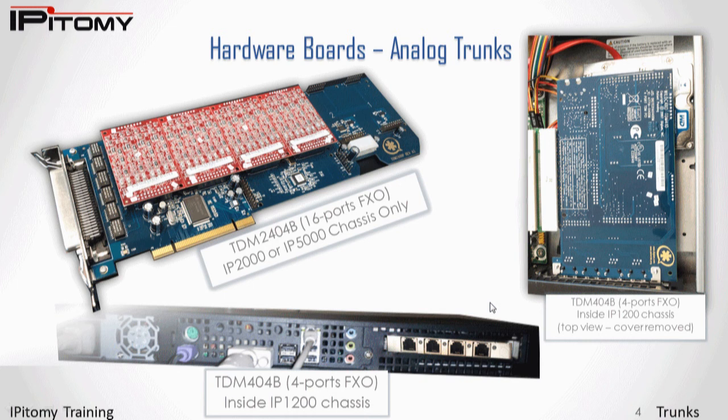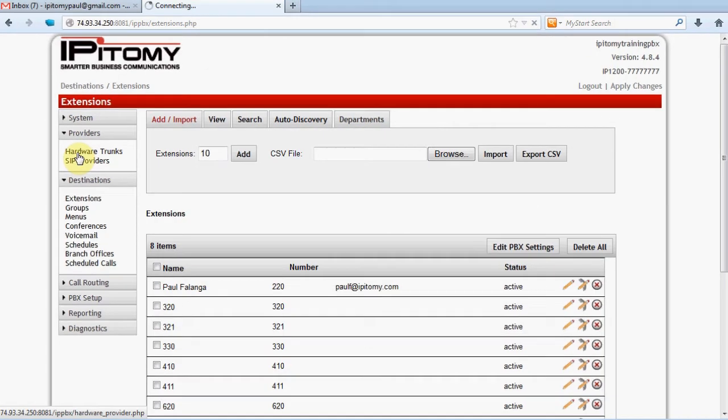Note that the 16 and 24-port boards can only be installed into the IP2000 and IP5000 chassis. The 4-port board shown is installed in the IP1200 PBX. This and the 8-port board can be installed in any IPitomy PBX chassis. If you ordered your IPitomy PBX with an analog board, it is installed for you at IPitomy before it ships. If you're upgrading an IP1100 or 1200, please refer to the hardware board installation procedure later in this video that discusses PRI board installation, as the physical installation process is the same.